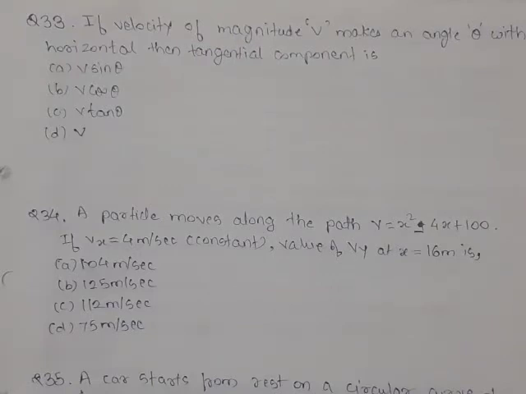Multiple choice question on curvilinear motion, part 3. Let's see question 33. If velocity of magnitude v makes an angle theta with the horizontal, then tangential component is.